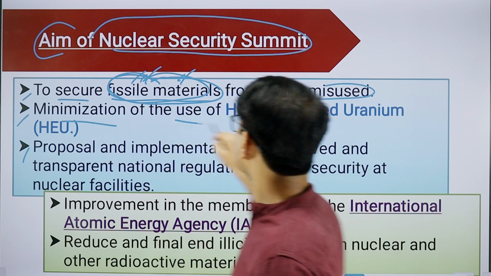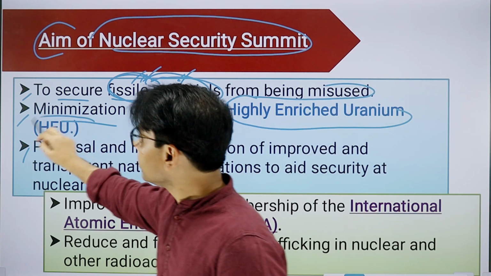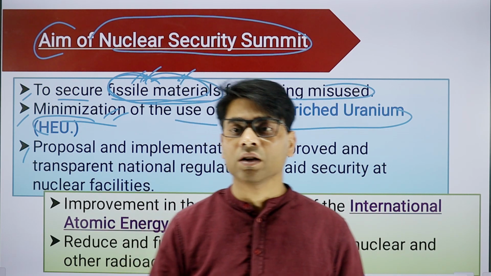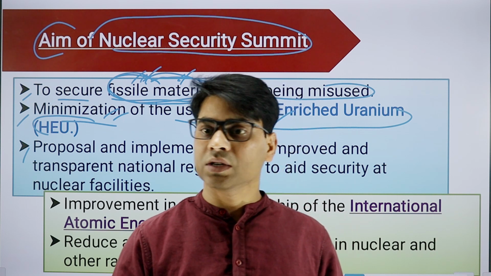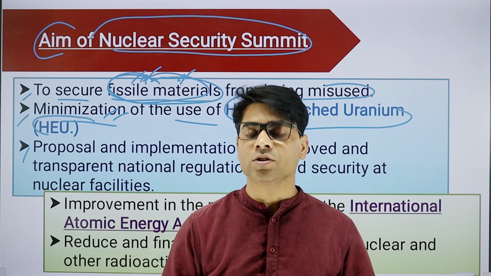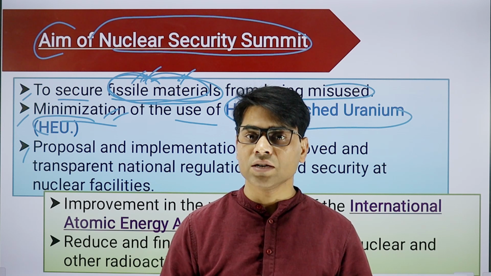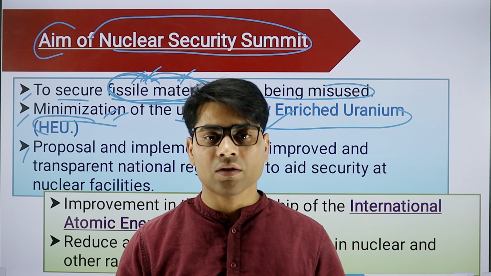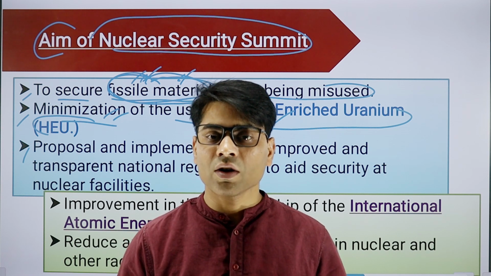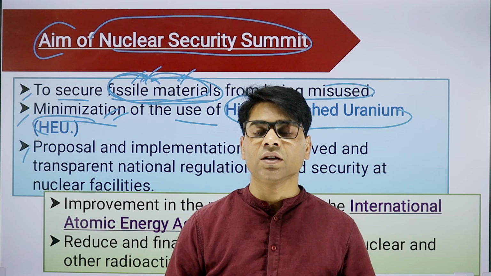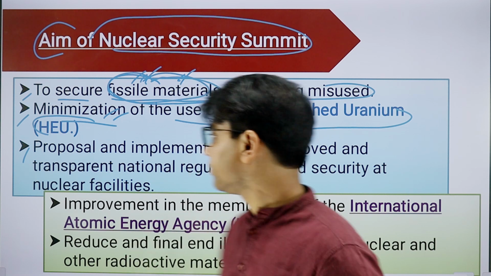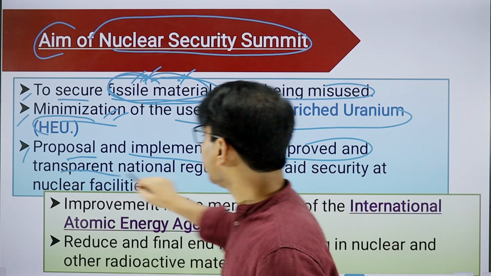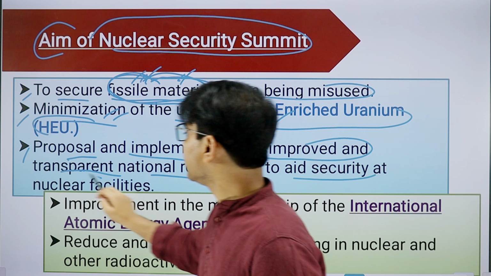So, minimization of the use of highly enriched uranium. Remember, this is very important. By using highly enriched uranium, a country can actually generate a nuclear weapon also. So there has been some sort of sanction against Iran because it has crossed the highly enriched uranium limits, which might give a probability that Iran might develop its nuclear weapon. So there has been a very strong regime checking into the Iranian nuclear program. It also proposed implementation of improved and transparent national regulation for security at nuclear facilities.